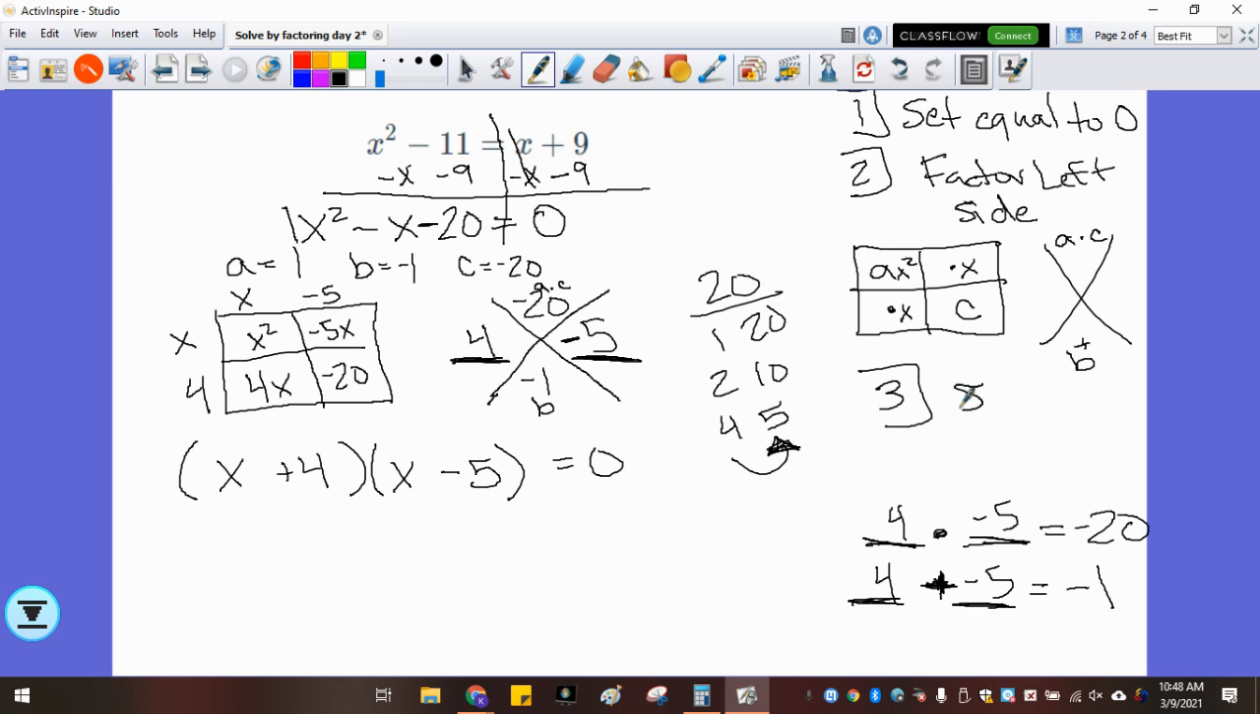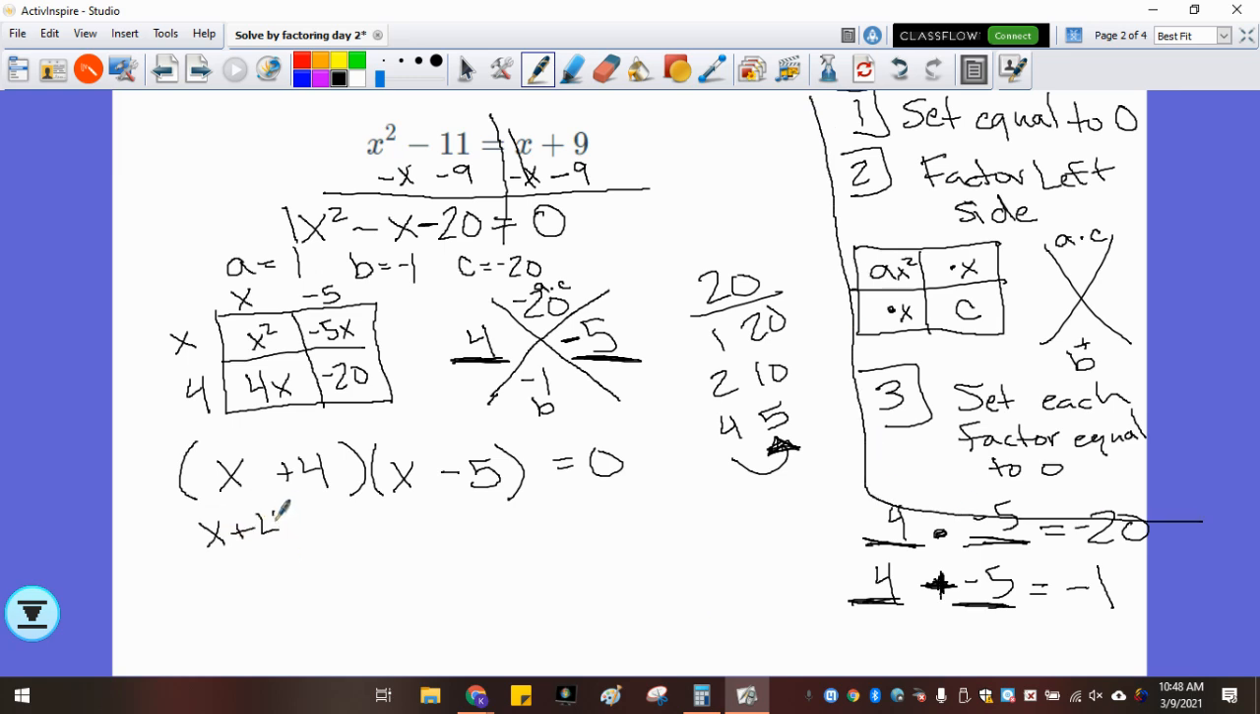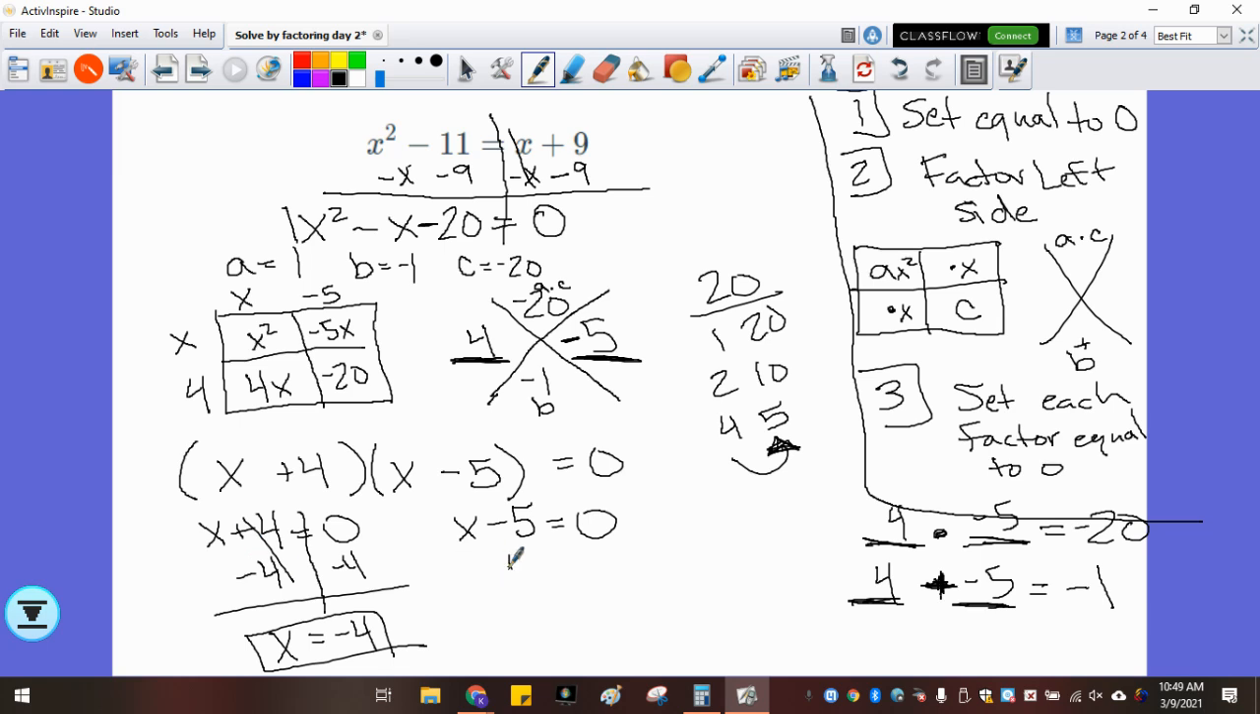Last step. Set each factor equal to 0. Those are your 3 steps on solving this. Set each factor equal to 0 to solve it. Minus 4. Add 5.